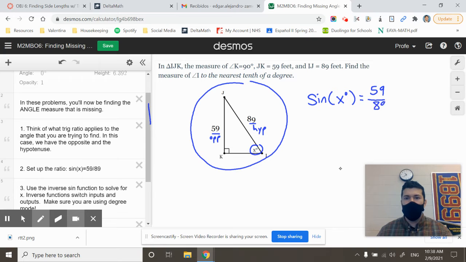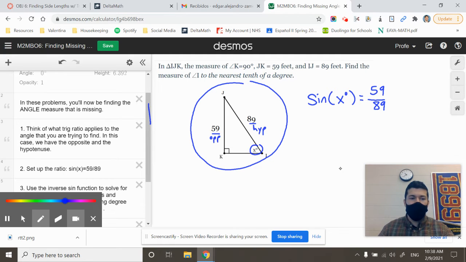Now remember, the sine ratios are set in stone. So I basically have to work backwards and find what angle would give me this ratio, 59/89. I'm not even going to bother changing 59/89 to a decimal. I wanted to mention something to you guys about these functions.